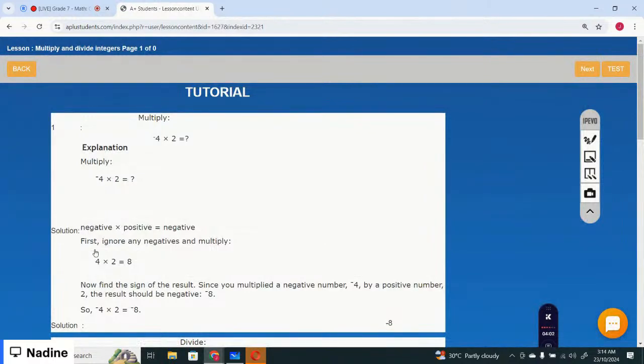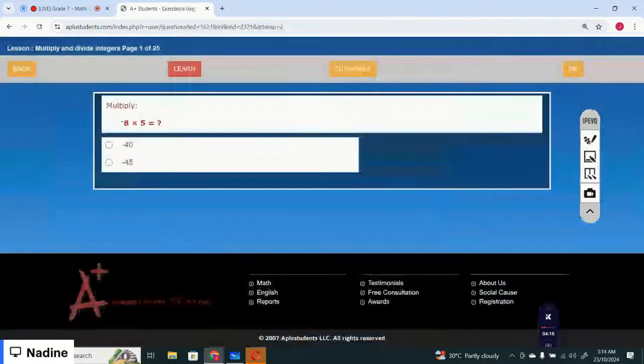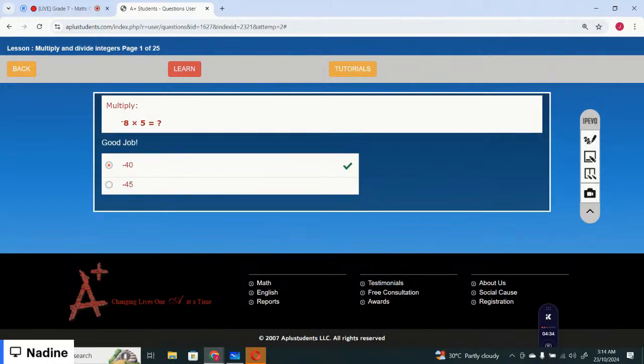Okay, multiply negative 4 times 2. When we are multiplying integers, if one of the numbers is negative, the product is negative. So negative 4 times 2 is negative 8, right? Let's start with the test questions. Negative 8 times 5. One of the numbers is negative, so the product is negative. Negative 8 times 5 is negative 40. Option number 1 is the correct option.